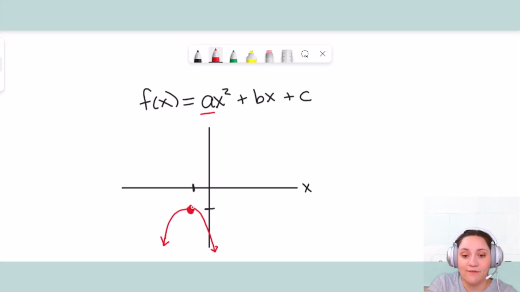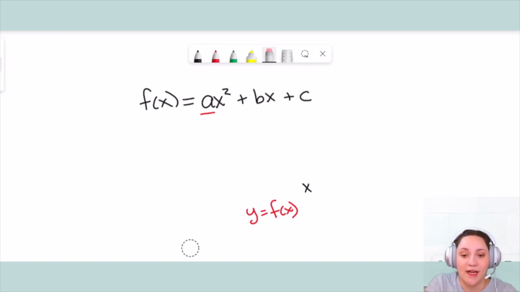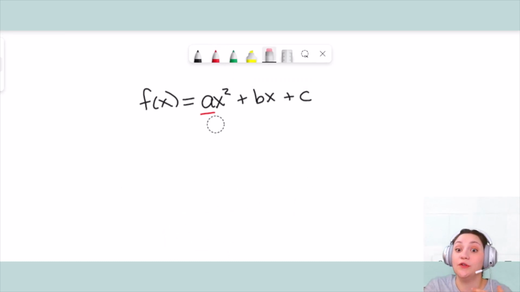That would be the maximum value, and we're talking again about that y or the f of x value. So we'll just make that clear from the beginning so that when I use that terminology, you'll know exactly what I'm talking about. So the vertex has an x and y coordinate, and the minimum or maximum value is the y value of that coordinate point.